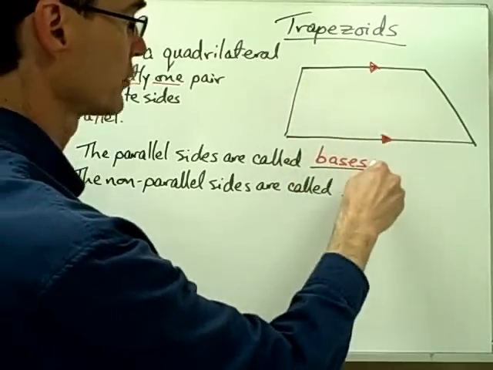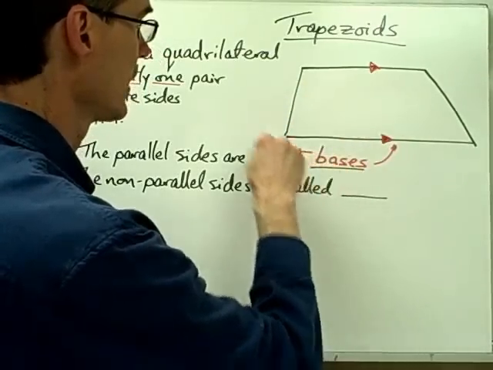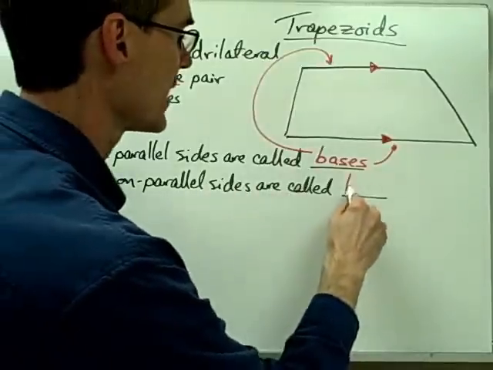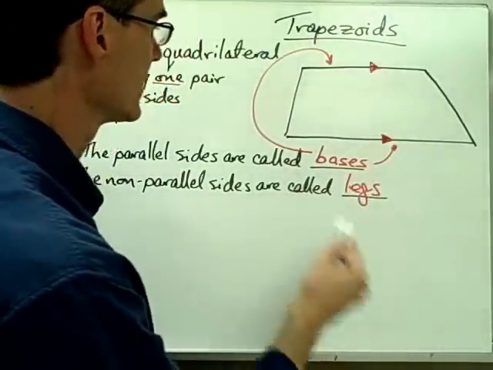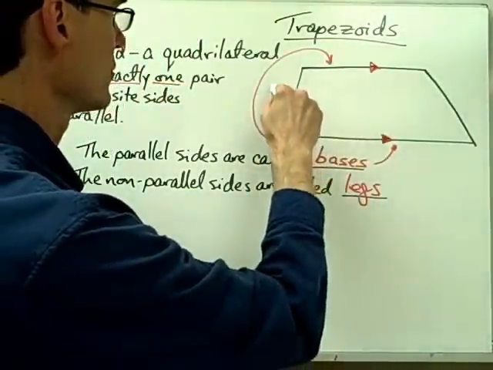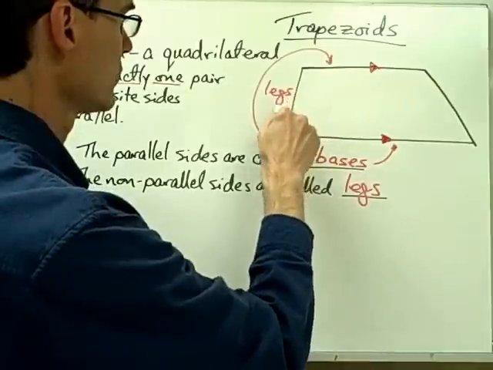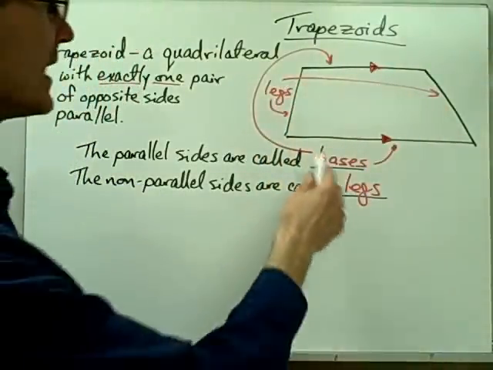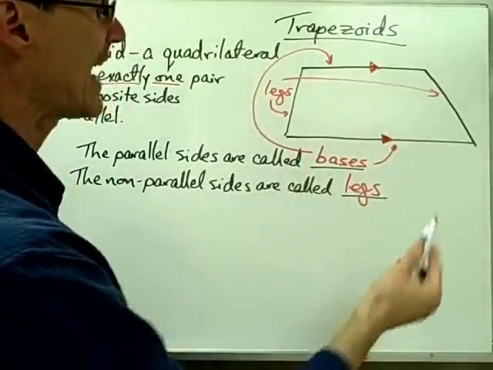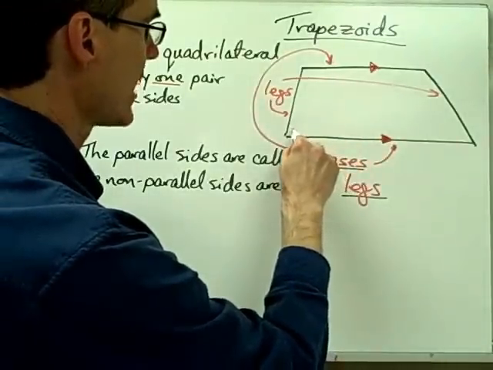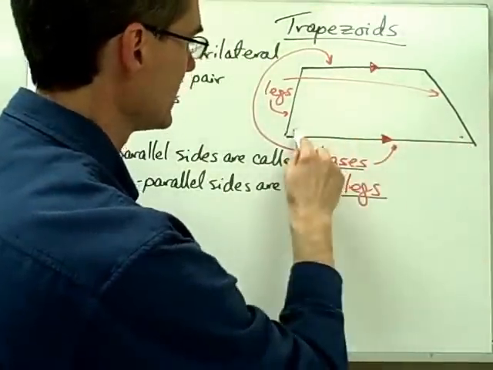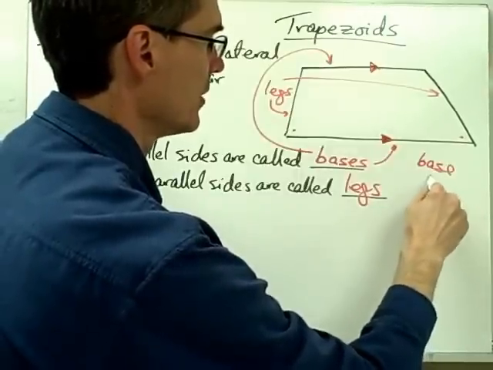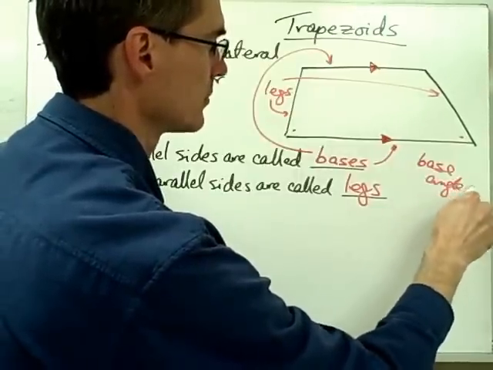Now, these parallel sides are called bases. So for this particular trapezoid, this side here and this side here would be the bases. The non-parallel sides are called the legs. So for this trapezoid, the legs would be this side and this side. Now we also have what are called base angles. The angles that are on one base, for example, these two angles here, these would be a pair of base angles.